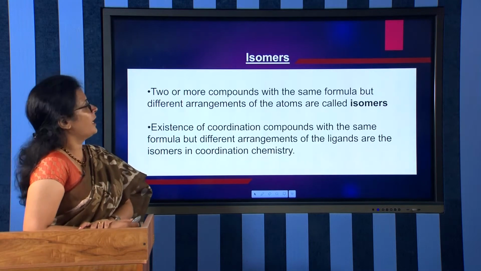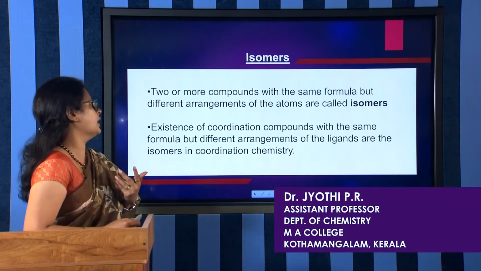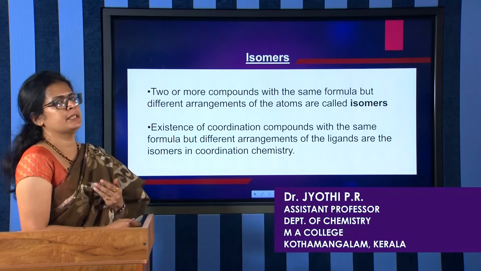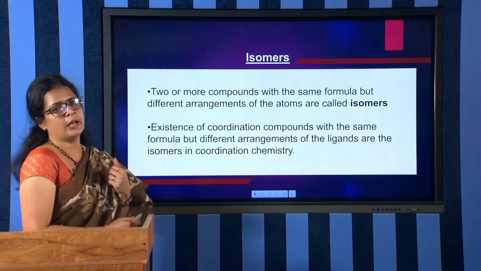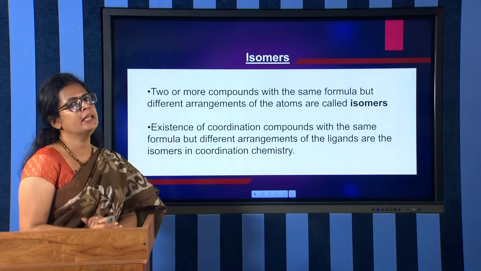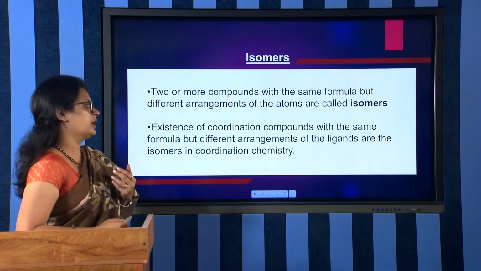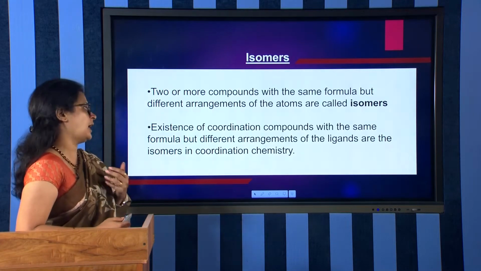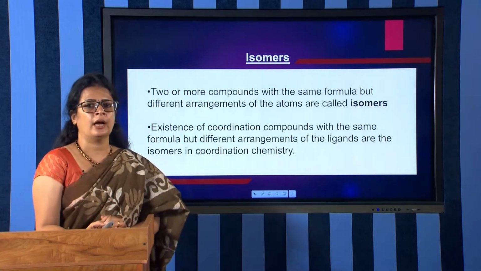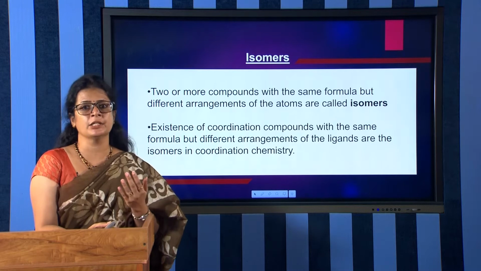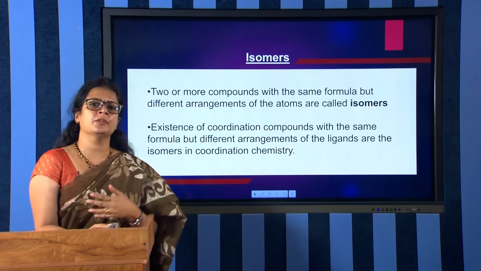And so, what are isomers? Isomers are two or more compounds with the same formula but different arrangement of the atoms. So, isomers will have the same formula but the arrangement of atoms will be different. And the existence of coordination compounds with the same formula but different arrangement of ligands is isomerism in coordination chemistry. So, in coordination chemistry, isomerism is related to the arrangement of the ligands. There will be different arrangement of the ligands.